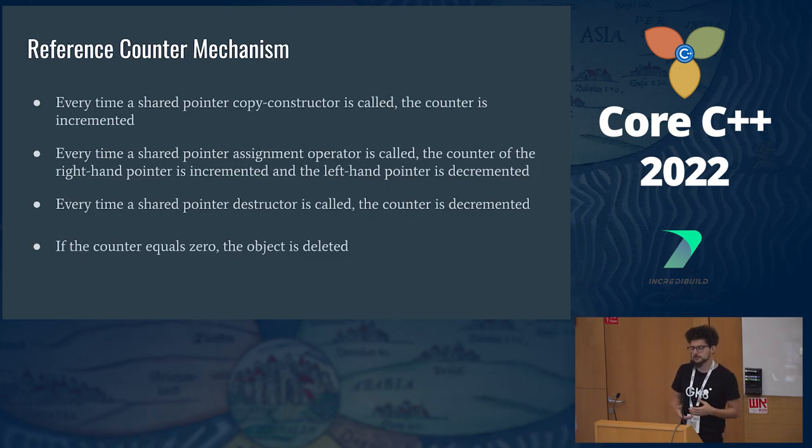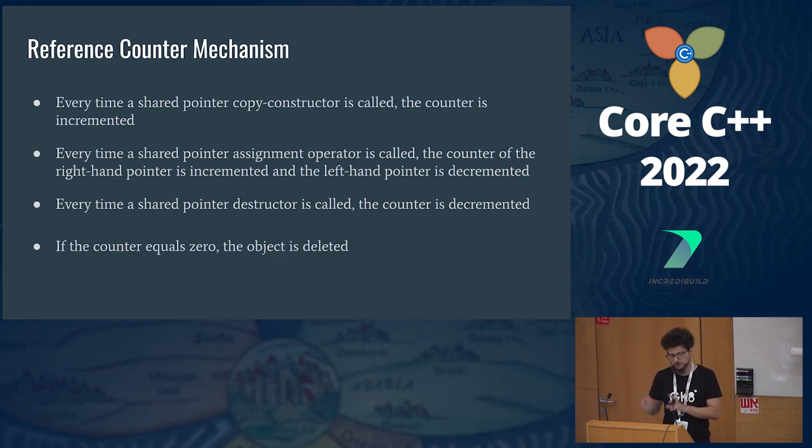This is a bit of a simplified explanation of how the reference counter mechanism works, but in general, every time a shared pointer copy constructor is called, the counter is incremented. Every time a shared pointer assignment operator is called, the counter of the right-hand pointer is incremented, and the left-hand pointer's is decremented. Mind you, it's a copy assignment, not the copy constructor. Every time a shared pointer destructor is called, the ref counter is decremented. Once it reaches zero, the object is deleted by the last survivor.